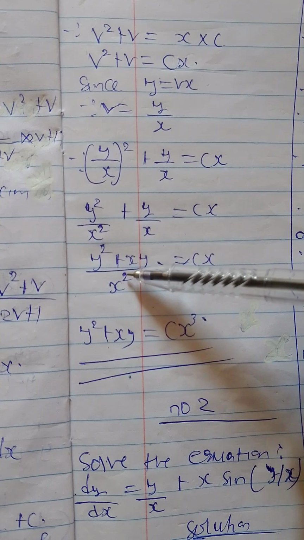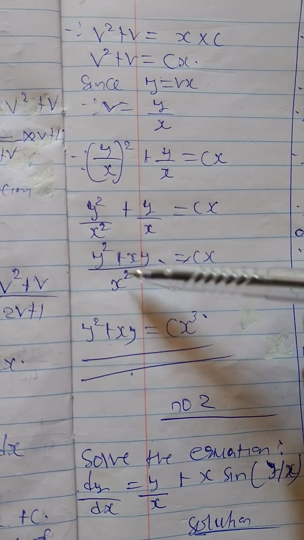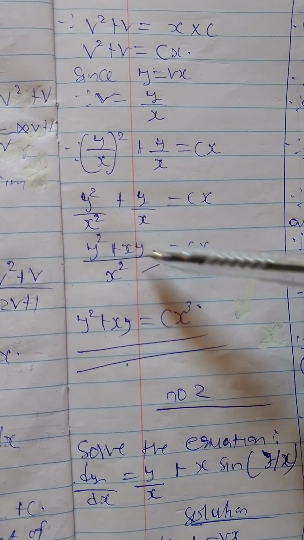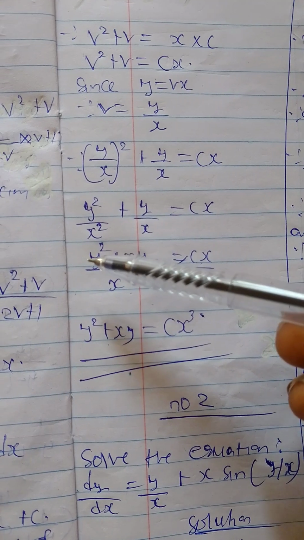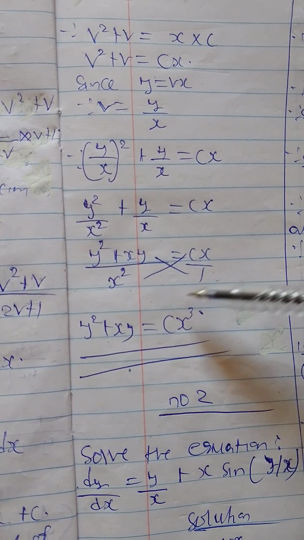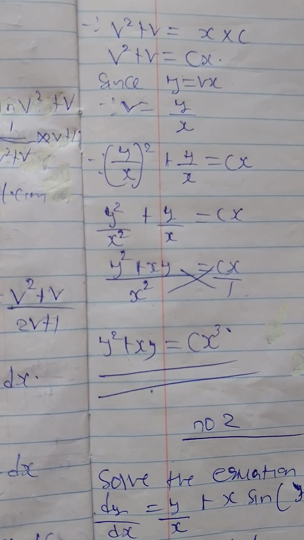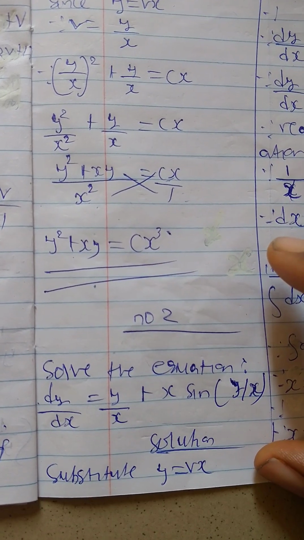Now find the LCM. If you find the LCM and solve this, that will give you y squared plus xy all over x squared, which is equal to cx. Therefore, I have to cross multiply. That becomes y squared plus xy equals x squared times cx, which gives cx cubed. So this is the answer. Very simple.